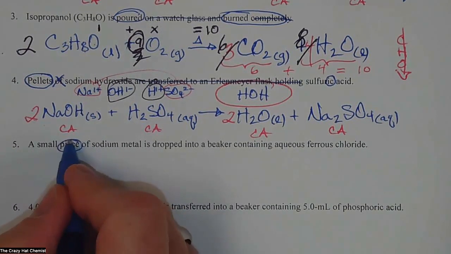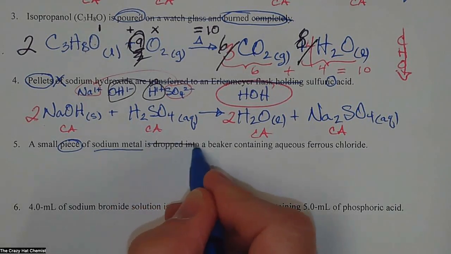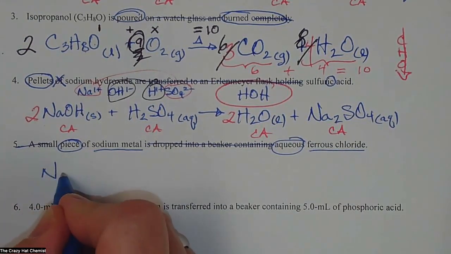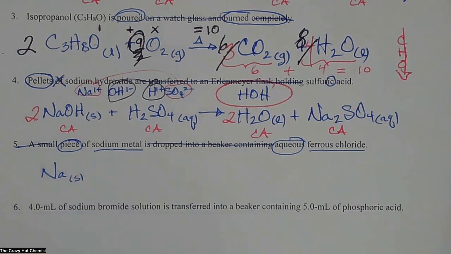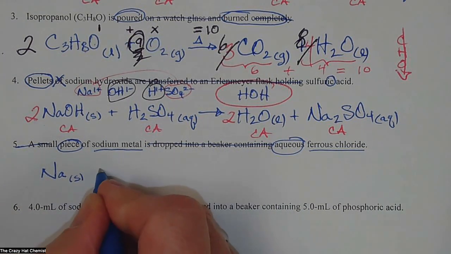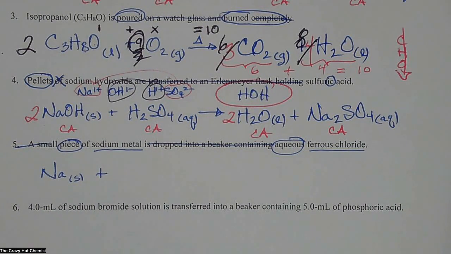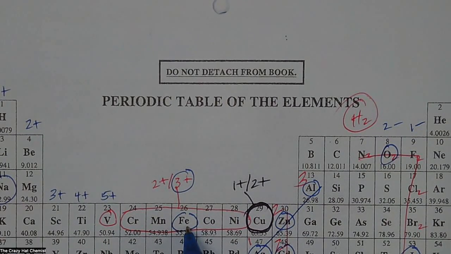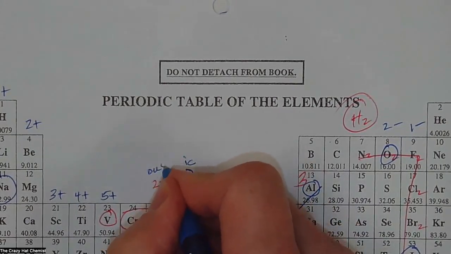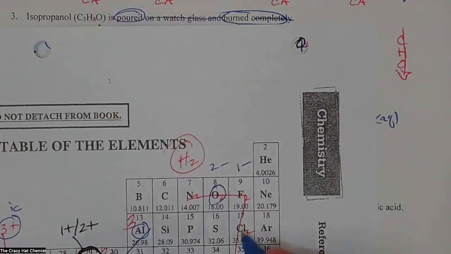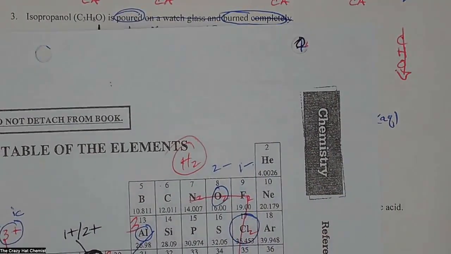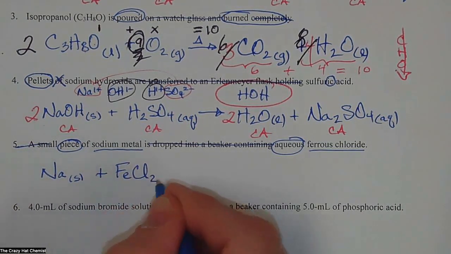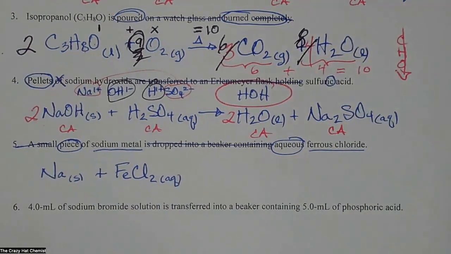Number 5, it says a small piece of sodium metal is dropped into a beaker containing aqueous ferrous chloride. Okay, so sodium metal. That's Na, that's solid. That's an element in its standard state. And then we have ferrous chloride. So I had mentioned earlier some of these periodic trend charges, and ferrous is iron. There are 2 different charges for iron. There's the ic and there's the ous. So this is the ferrous. And then the chloride is right here. That's a halogen. That's a 1 minus charge. So we have FeCl2, and that is aqueous because it says it's aqueous.